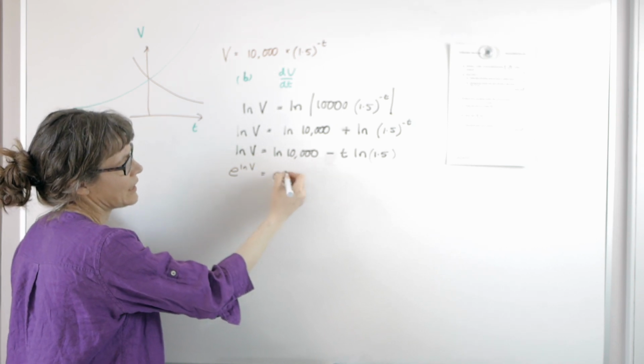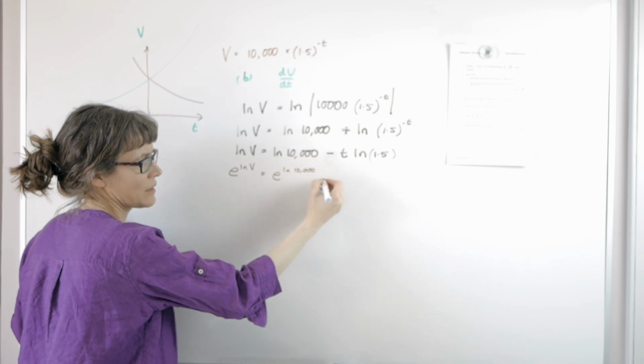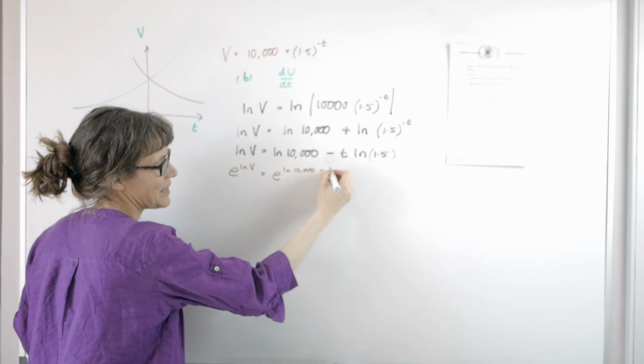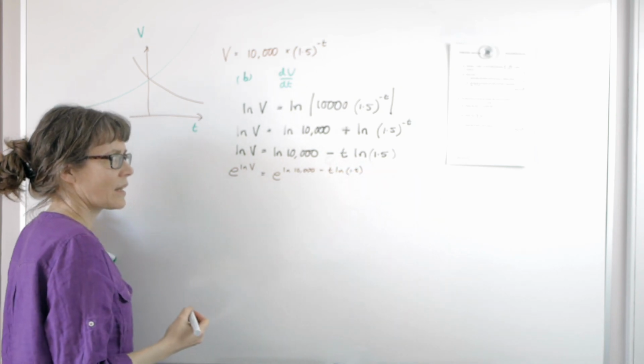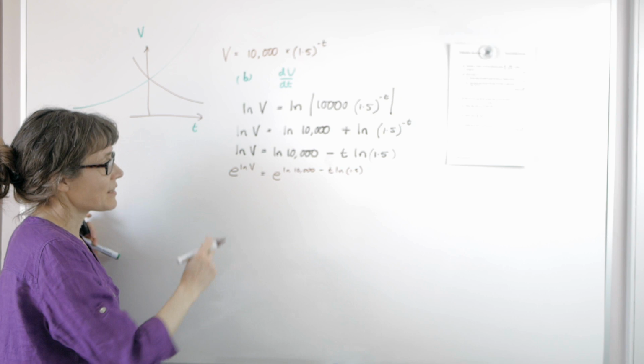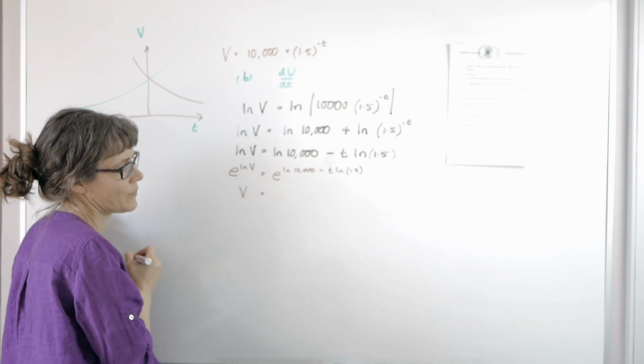So I can do e to the power of ln 10,000, which is just a number, minus t ln 1.5. Looks horrible at this stage, yes, but this is just v, so I've done the inverse function.